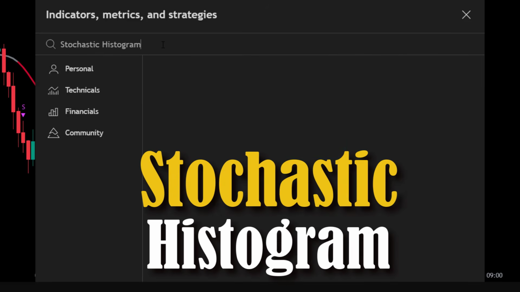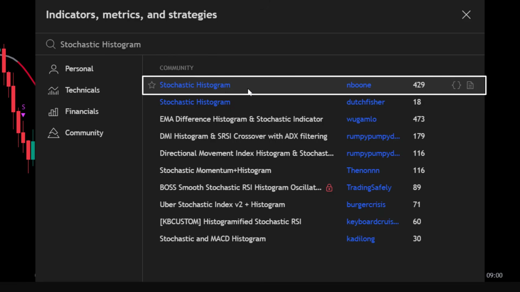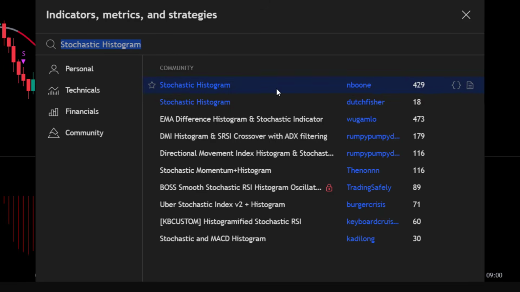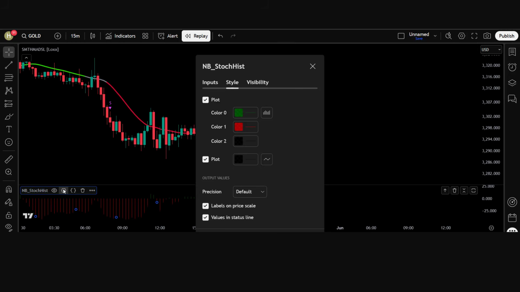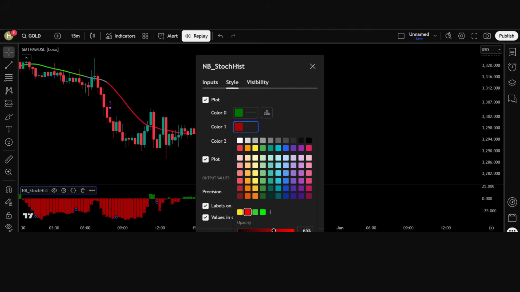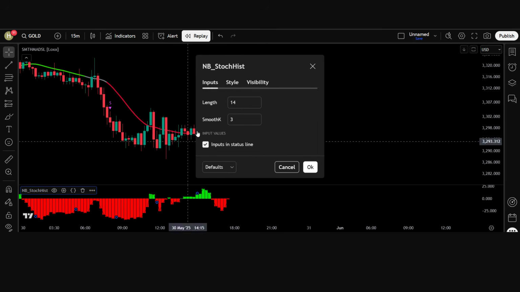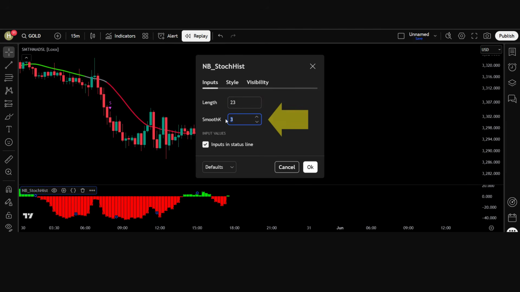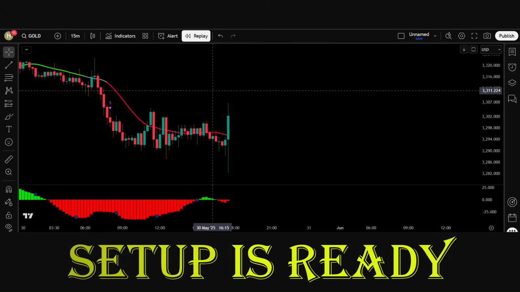Now, let's add one more tool to make this strategy even more profitable. Search for stochastic histogram. Add it to your chart. Adjust the settings. Go to the Inputs tab. Set length 23 to 14. Smooth 9 to 3. Click OK. Now setup is ready.